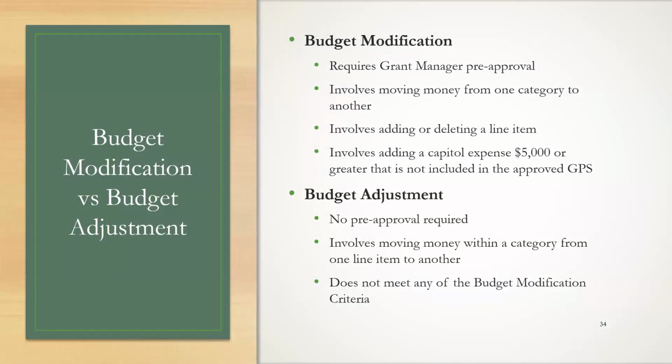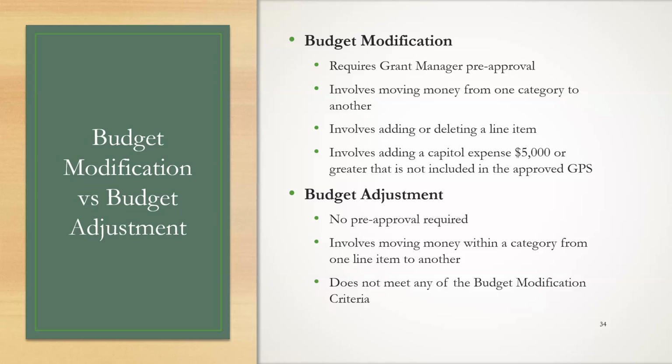Okay, budget modification requires grant manager approval. It involves moving money from one category to another, adding or deleting a line item, and also adding a capital expense of $5,000 or greater that is not included in the approved GPS. So if you decide, hey, we've got some extra money, we need to buy a new pickup, we're going to move money around to make that happen, you need to get approval, and that is a budget modification.